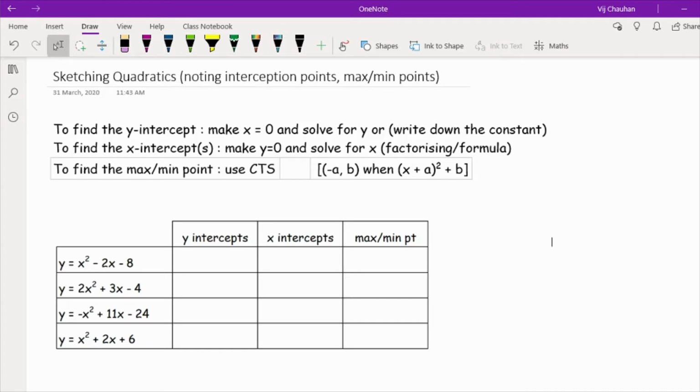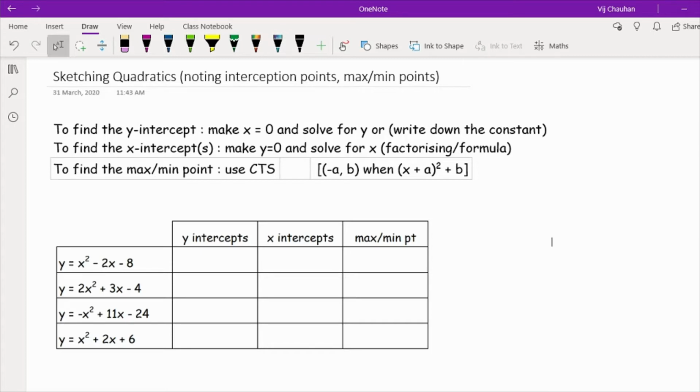To find the maximum or minimum point, we need to factorise the quadratic in the form of completing the square, where our maximum or minimum point is going to be (minus a, b) when you factorise a quadratic in the form (x plus a) squared plus b. We might also have a constant outside of that bracket if the coefficient of x squared is more than 1.